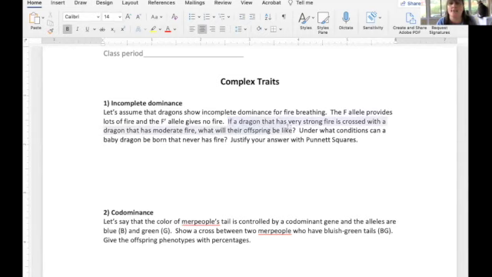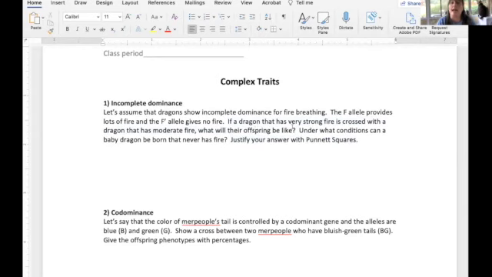You have this one, which is saying, if a dragon with very strong fire is crossed with a dragon with moderate fire, what would their offspring be like? So here you draw a Punnett square because it says justify your answer with Punnett squares. You draw a Punnett square of a dragon with strong fire and one with moderate fire, and you look at what babies they would have.